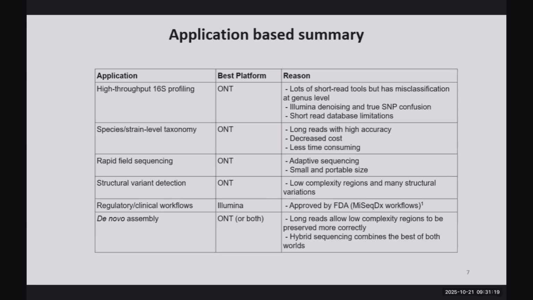So, applications. The best platform for 16S is nanopore. There are lots of short read tools, but they have misclassification at the genus level. With Illumina there is denoising and true SNP confusion, so you can't tell whether it's a denoising artifact or a SNP. And there are a very limited number of short read databases. That's why nanopore is much better, especially for certain species like Shigella and E. coli.